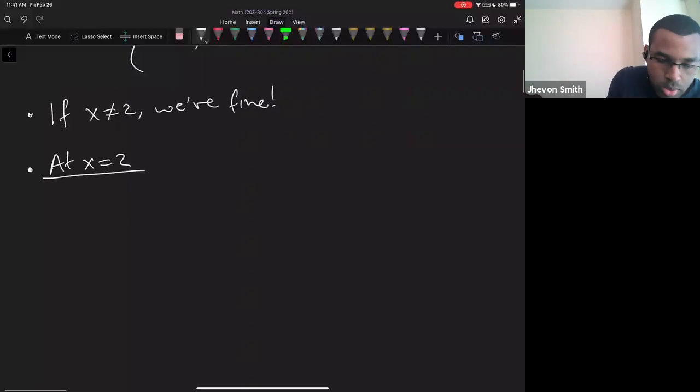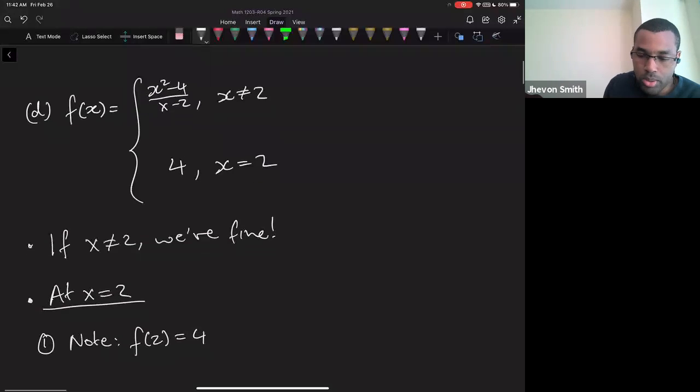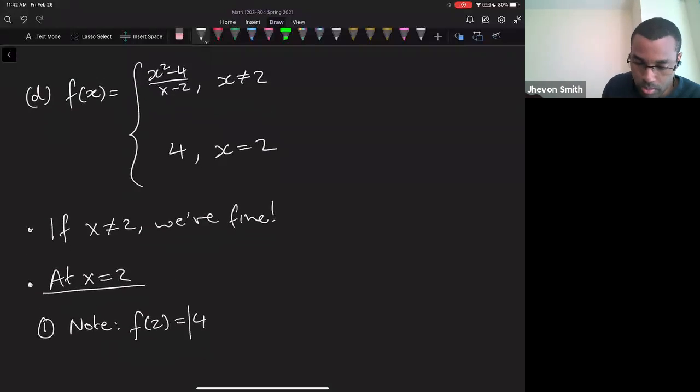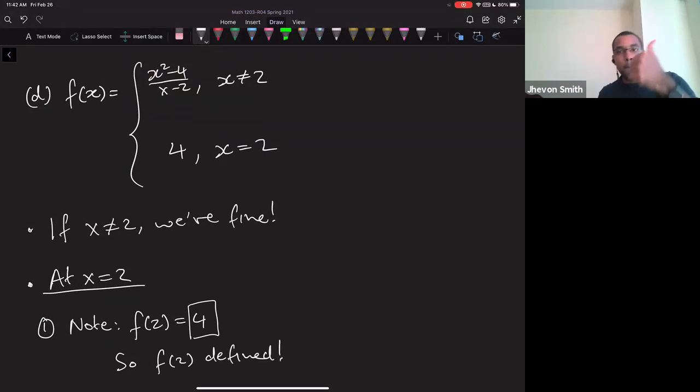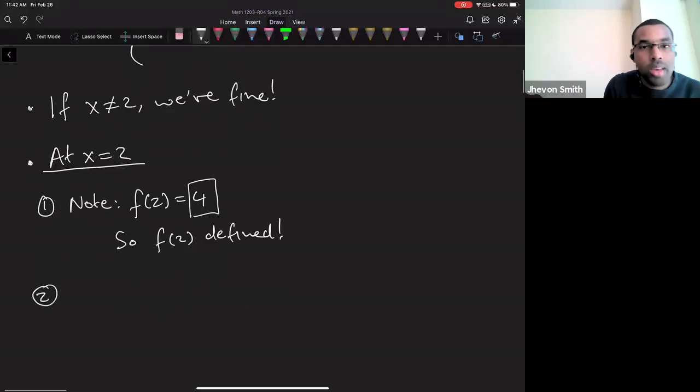So now what I'm going to do is I'm going to note, you don't have to write note, I guess. F of 2 equals 4. So that's from the definition. So F of 2 is defined. Boom, 1 check is done. Okay, awesome. 2, now I'm going to find the limit as x approaches 2 of our function.